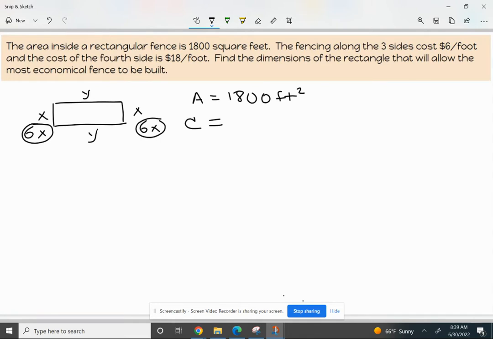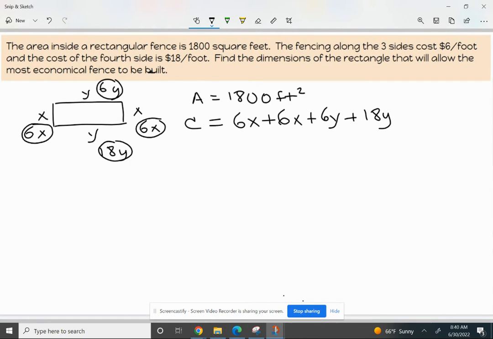I'm just going to let the top side be $6 per foot for y feet. And then the last side, I chose the bottom just to be the last one. It's going to be $18 per foot, so $18 times y. Okay, so I need a cost equation that represents the total cost. So I'm just going to write the cost equals, and add these up: 6x plus 6x plus 6y plus 18y.